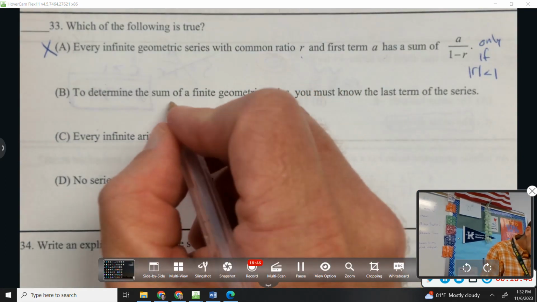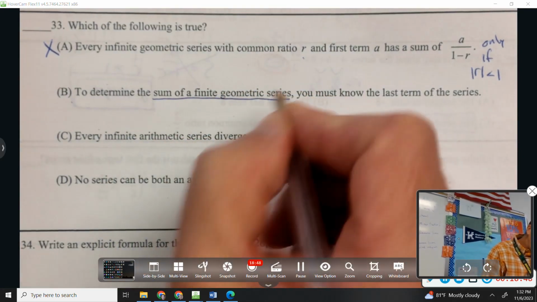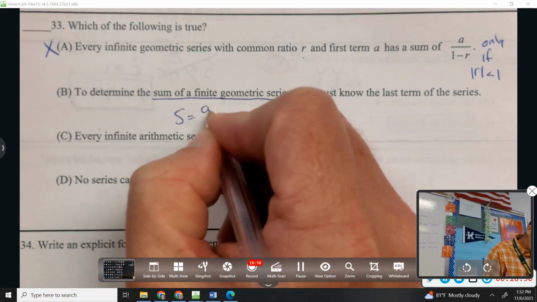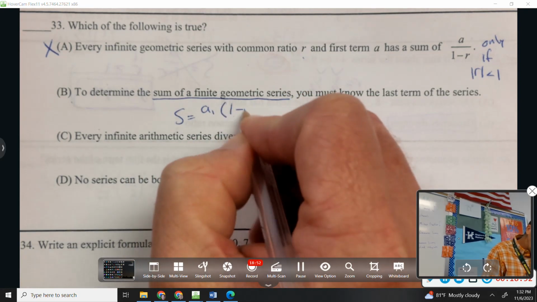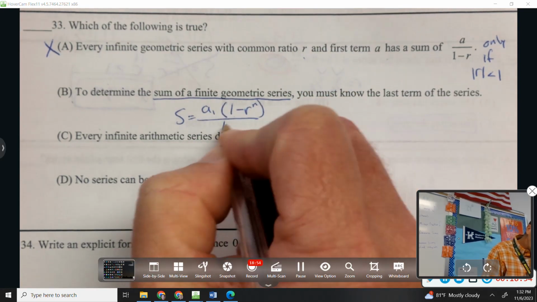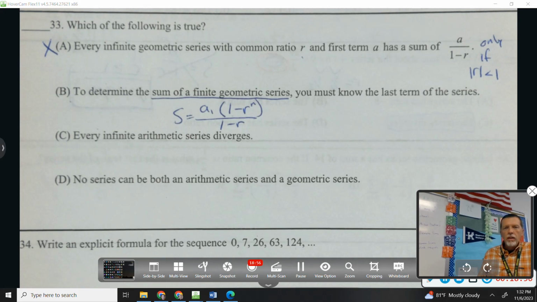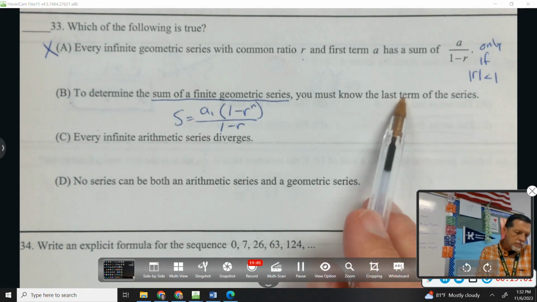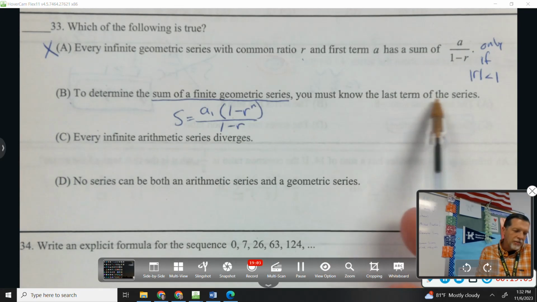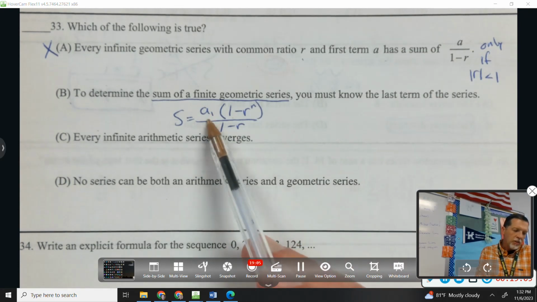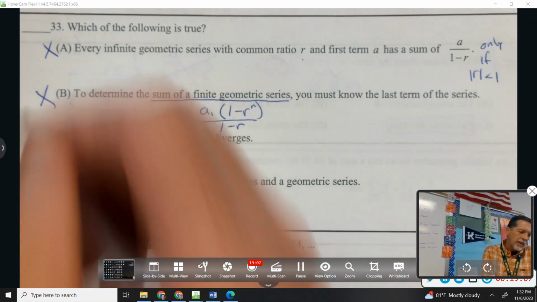To determine the sum of a finite geometric series, okay, that formula is a1 times 1 minus r to the n over 1 minus r. You must know the last term of the series. No, I don't need to know the last term of the series. All I need is the first term, the r, and the n, so that's not true either.